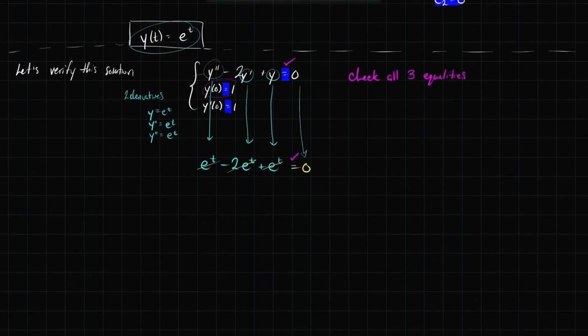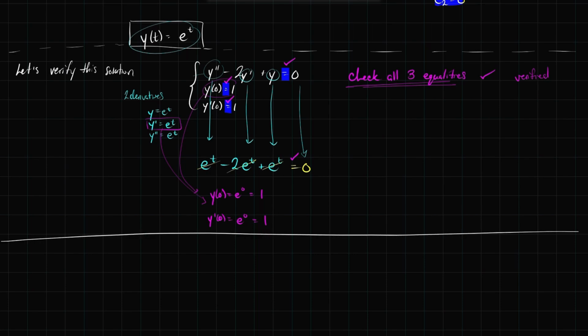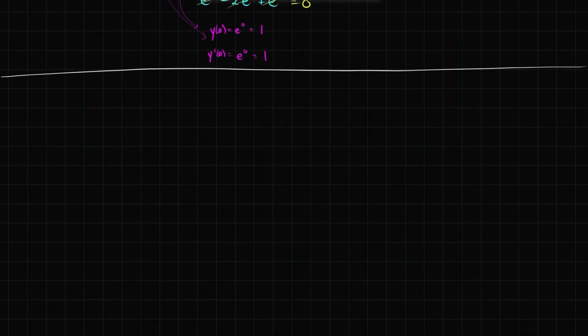I can check the second equality just by plugging a 0 in. y at 0 is e to the 0, which is 1. Easy enough. y prime at 0: here's y prime, that's going to be e to the 0 as well, also known as 1. So we've checked all three equalities and we are verified. This one's very easy to verify. That's nice. Let's go through another example.